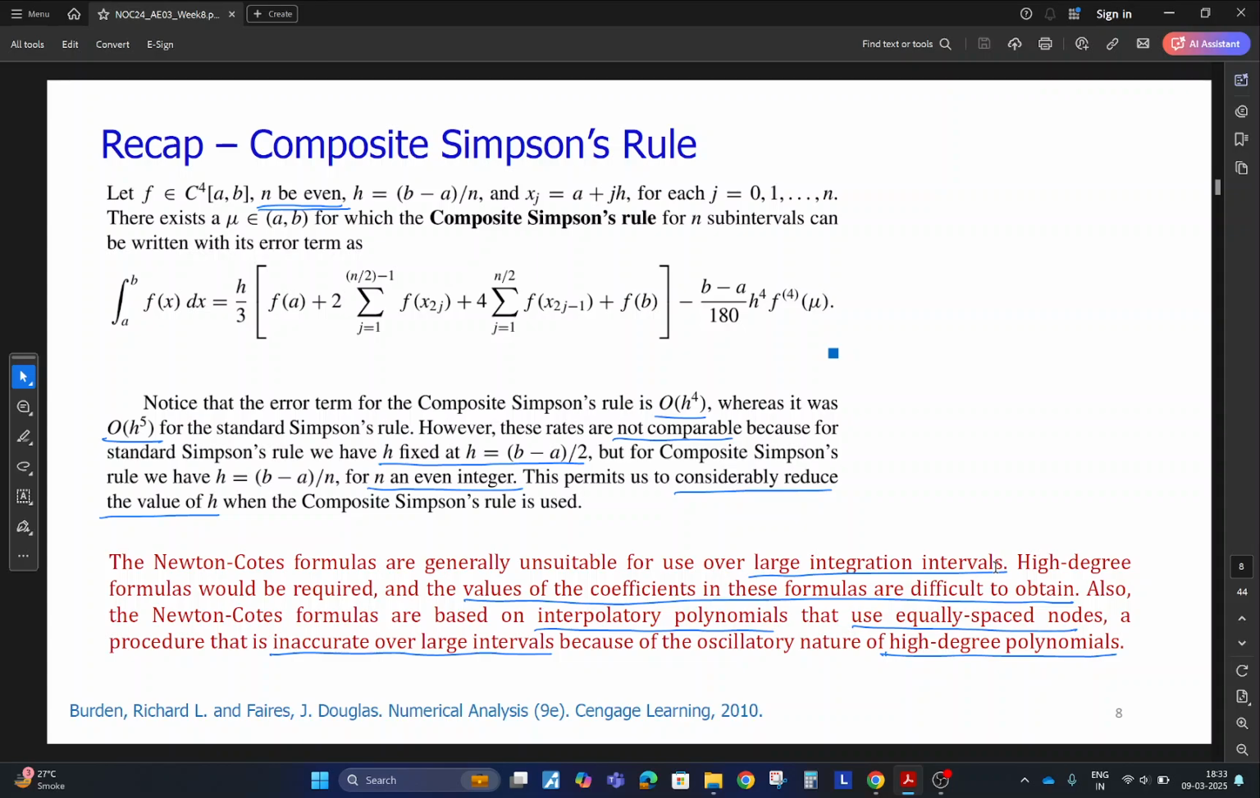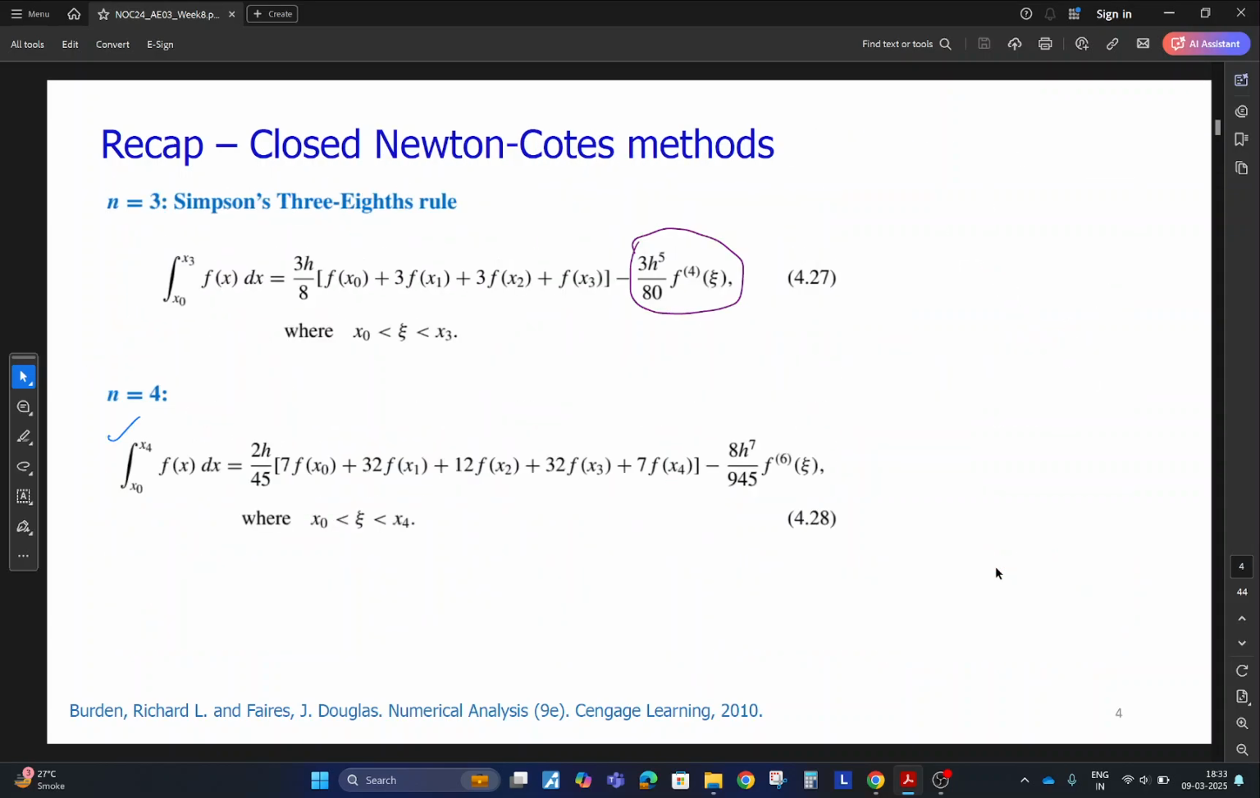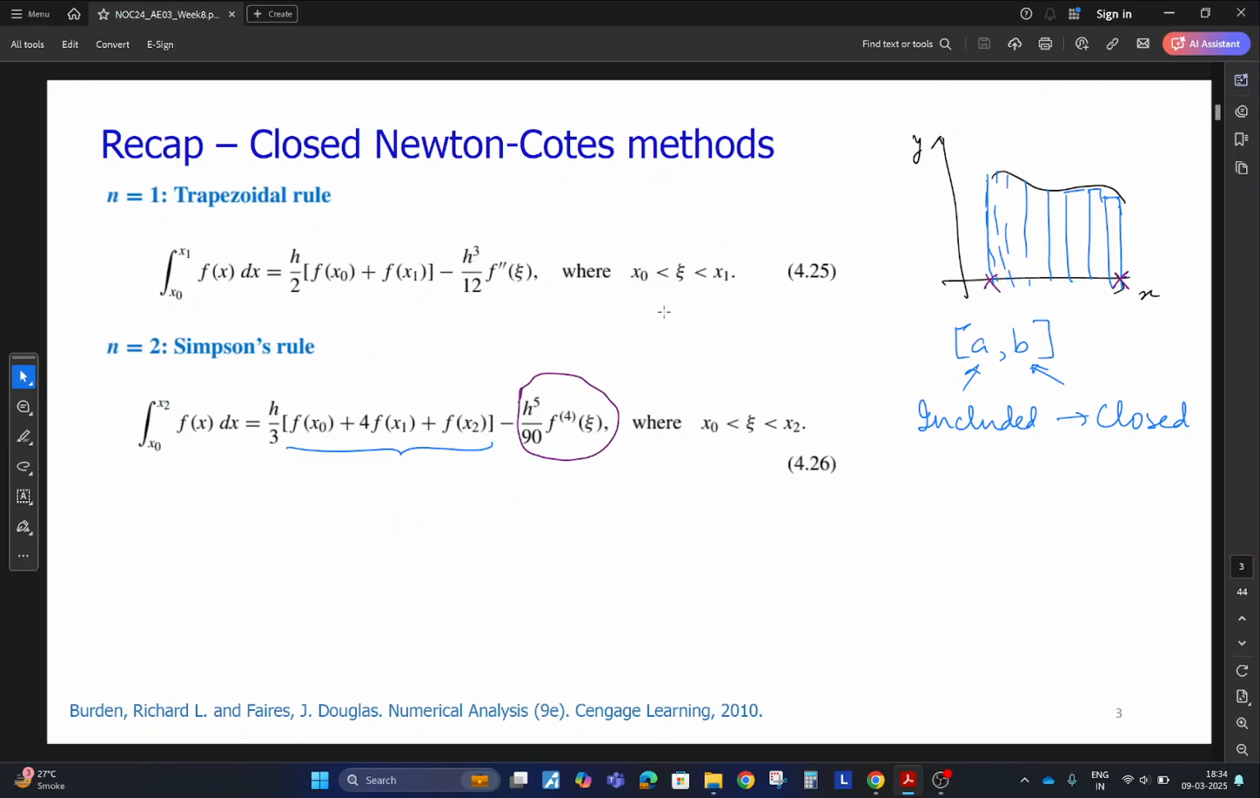And here what we can notice is that the error term for the composite Simpson's rule is of the order of h power 4, whereas it was of the order of h power 5 for the standard Simpson's rule. And we can also write here in equation 4.27 as well as in equation 4.26.